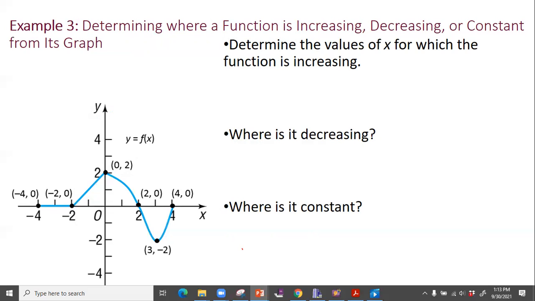Okay. All right, so determining when something is increasing and decreasing, we talked about it in terms of intervals. Okay.